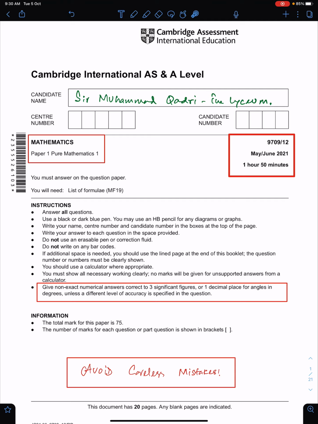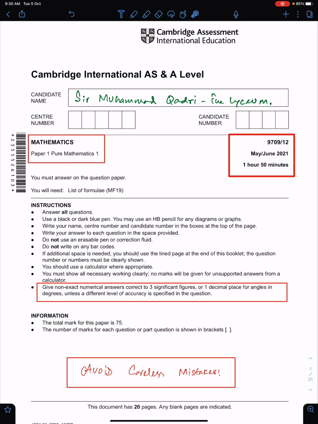In this lecture, I will discuss the solutions of P1 variant 1-2 of June 21. All these instructions are very important, especially this last one: give non-exact numerical answers correct to 3 significant figures or 1 decimal place for angles in degrees, unless a different level of accuracy is specified in the question. Always go through and follow these instructions before solving the paper.